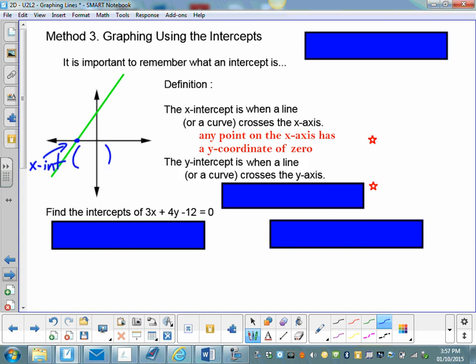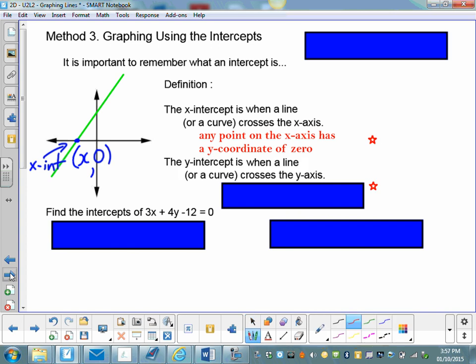And the coordinates of that point are x, 0. We don't know what value of x it is because we don't have a scale on there, but it's x, and the y value is 0. So that's why this star is important here. Any point on the x-axis has a y coordinate of 0.